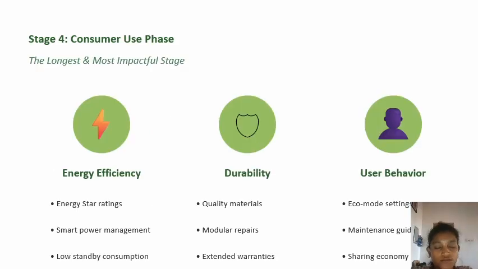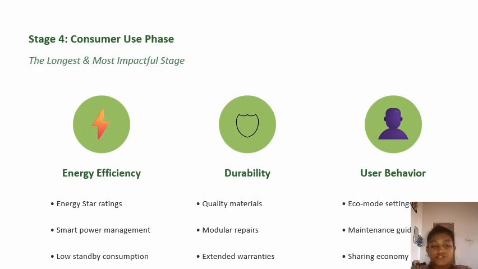Let me see about consumer use phase. This is the largest and most impactful stage in sustainable product manufacturing. These three phases are majorly important in the consumer use phase. First one is energy efficiency, then durability, then user behavior.